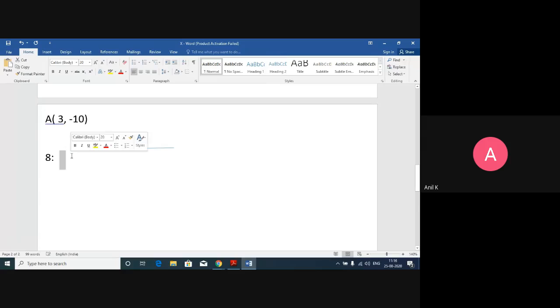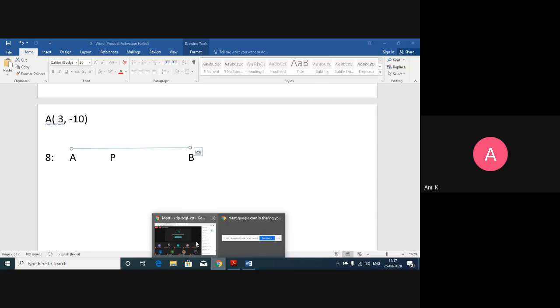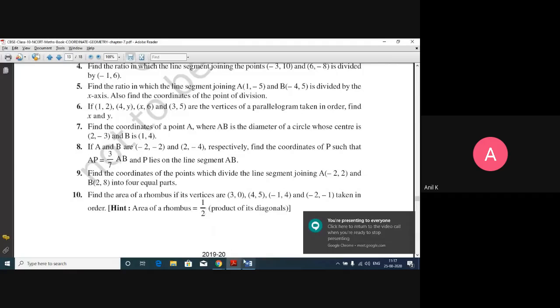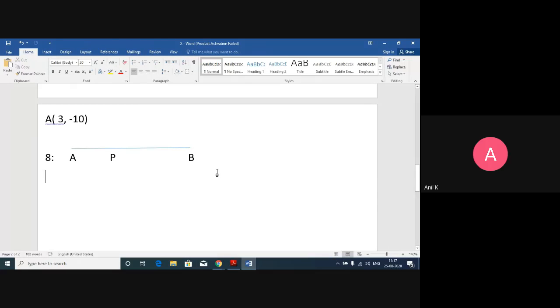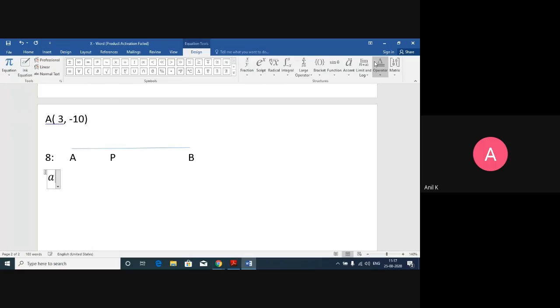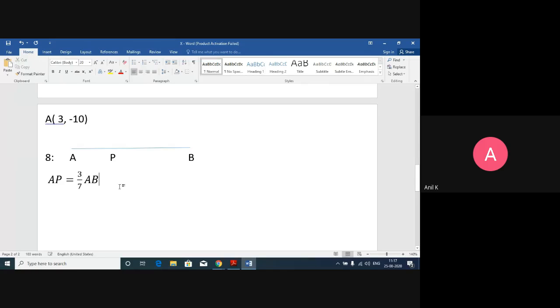This is the point they have given. This is point A, somewhere you have point P, then this is point B. These are the line segments. What is given is AP upon AB equals 3:7. That is, AP equals 3 upon 7 into AB. This is what they have given, right? AP equals 3 upon 7 into AB.